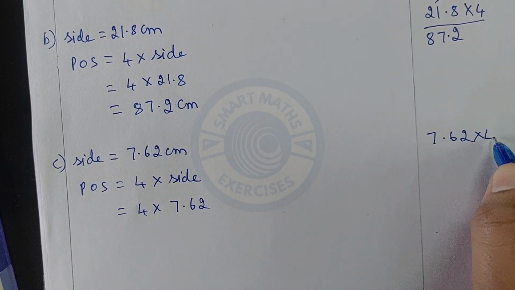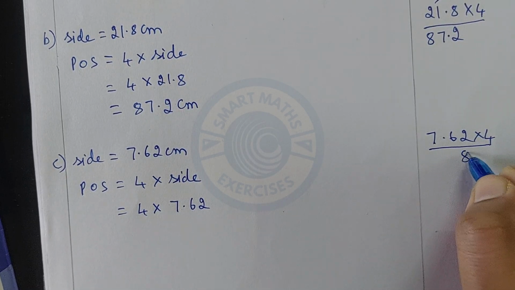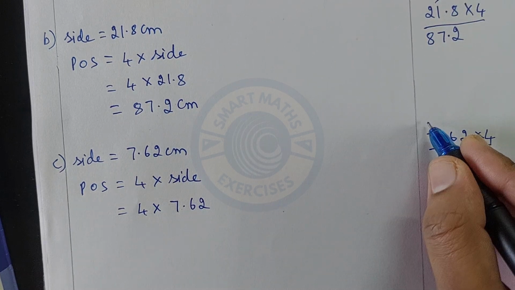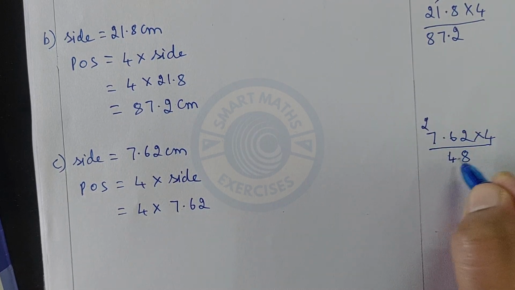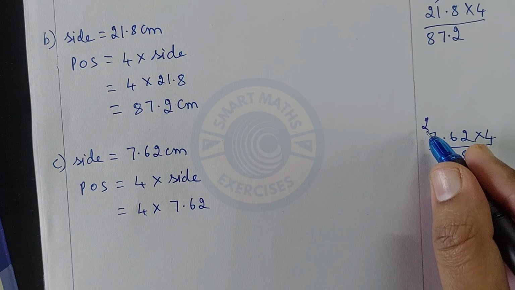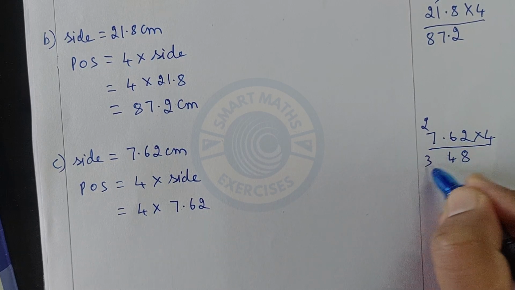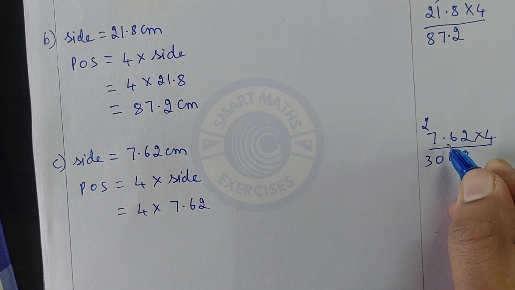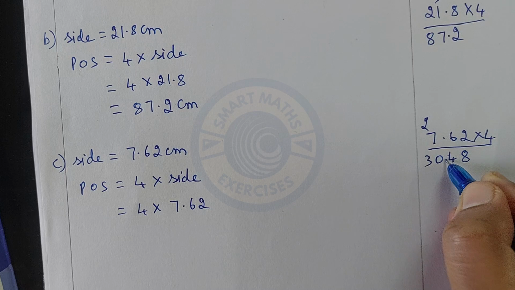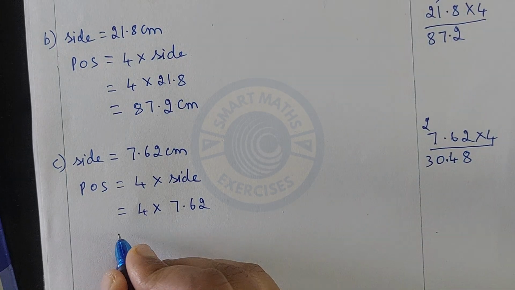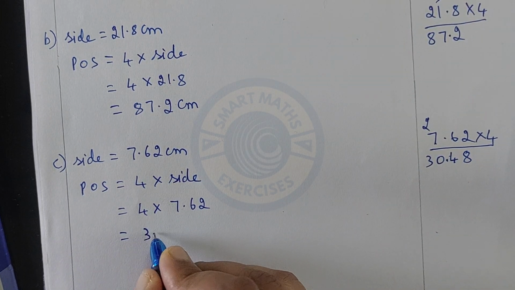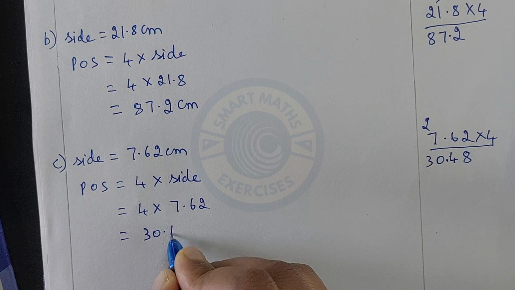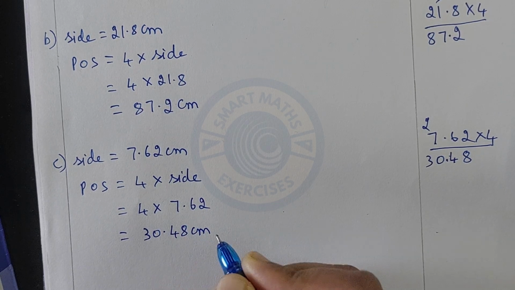7.62 into 4. 4 2s are 8. 4 6s are 24. 4 7s are 28 plus 2, 30. There is decimal point after two digits. So it is 30.48 centimeter.